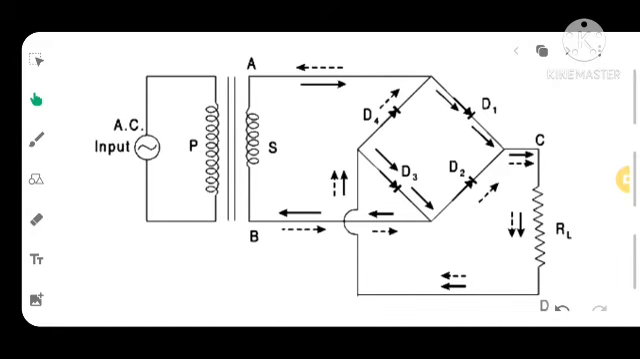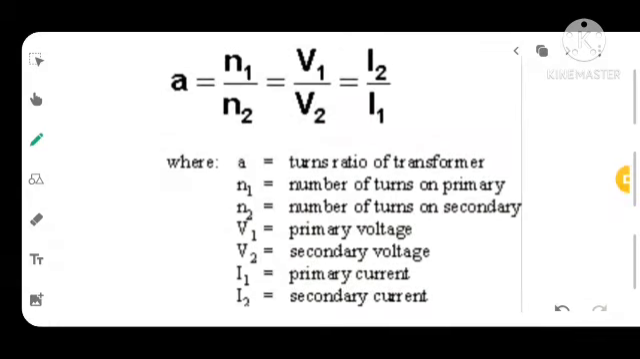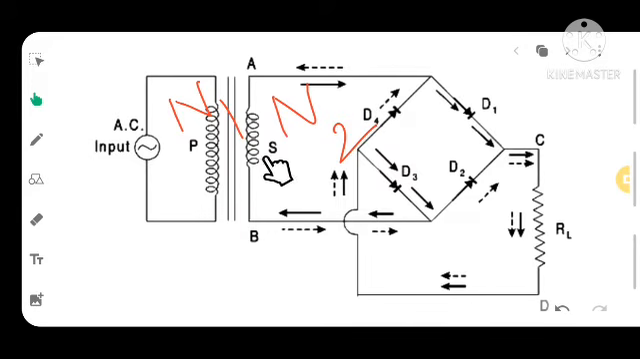If we consider the number of turns at the primary side as N1 and at the secondary side as N2, then what will be the equation? The equation will be like this, as you can see here, that is N1 by N2 is equal to V1 by V2. You can also write capital N1, capital N2. V1 is the voltage at the primary side and V2 is the voltage at the secondary side. Both the voltages are AC.